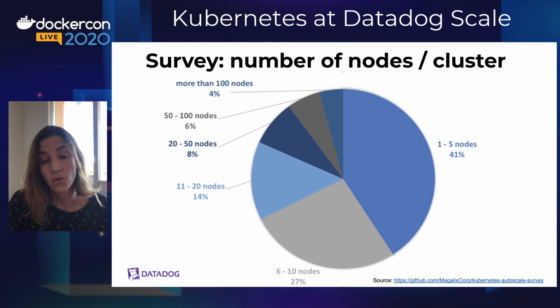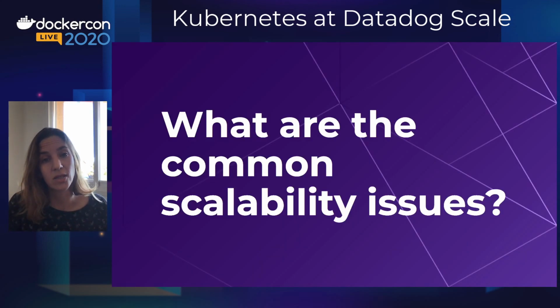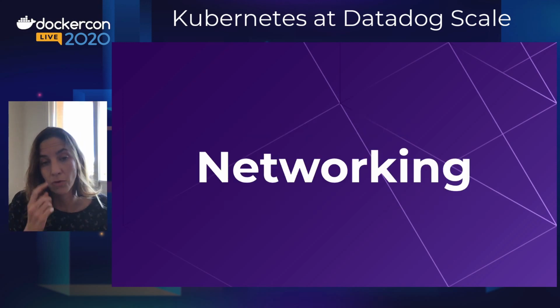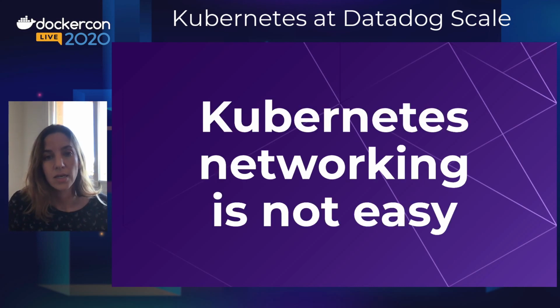So when you run at a bigger scale, you tend to find issues that probably you are the first one who encountered. And what are those common scalability issues? No surprise, many of them, these are not the only ones, but many of them come from networking. As a distributed system, networking is a pain point, and people soon realize when they start that Kubernetes networking is not particularly easy. So this is where I'm going to focus on this talk.